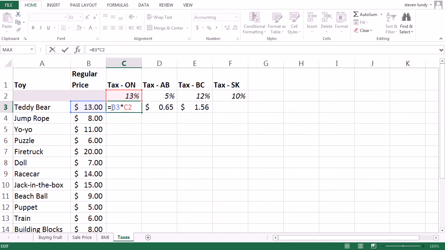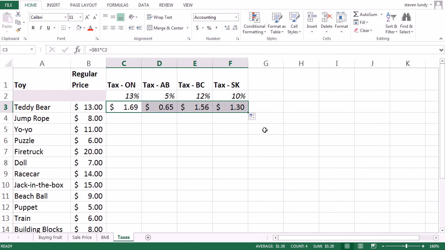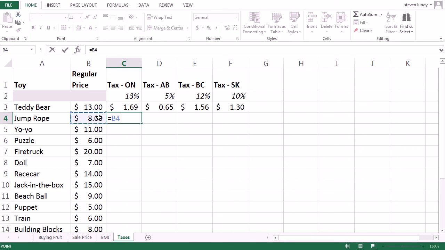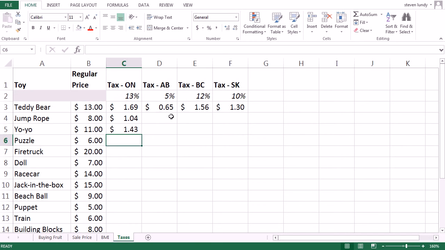Let's put a $ sign in front of the B to make it an absolute column. That works great. Now let's try going down. Notice that as we go down, our calculations always need to refer to the tax rate in row 2. To make an absolute row reference, we put a $ sign in front of the row number.